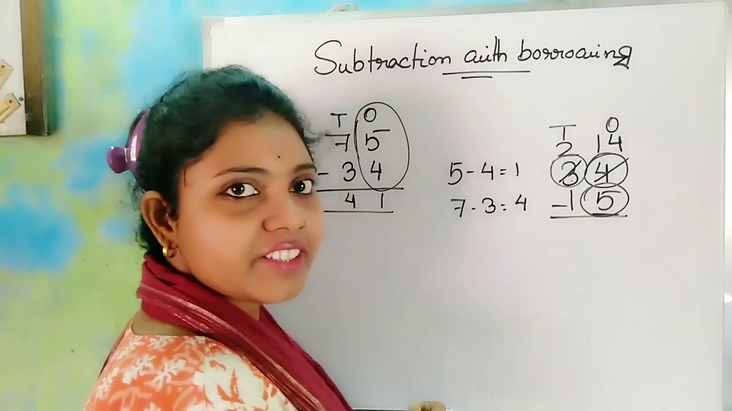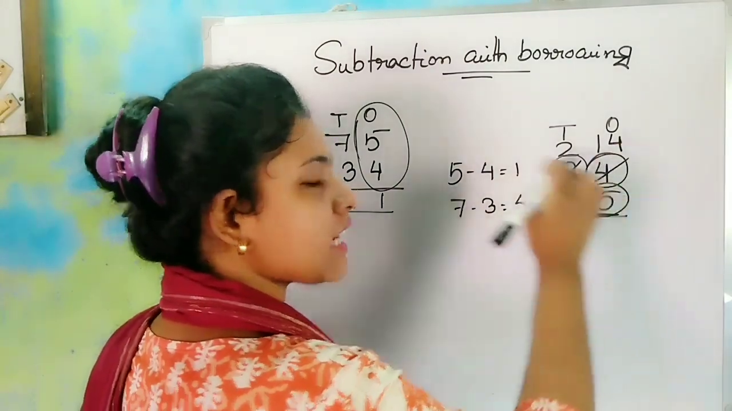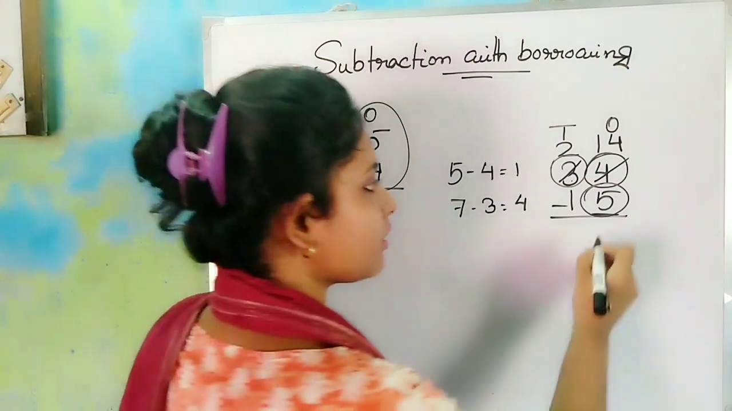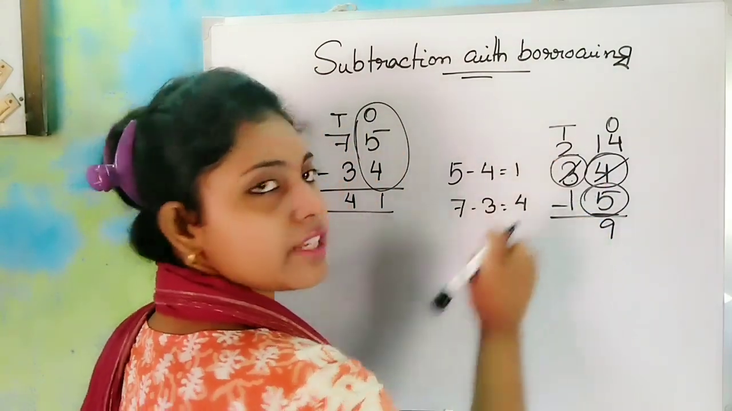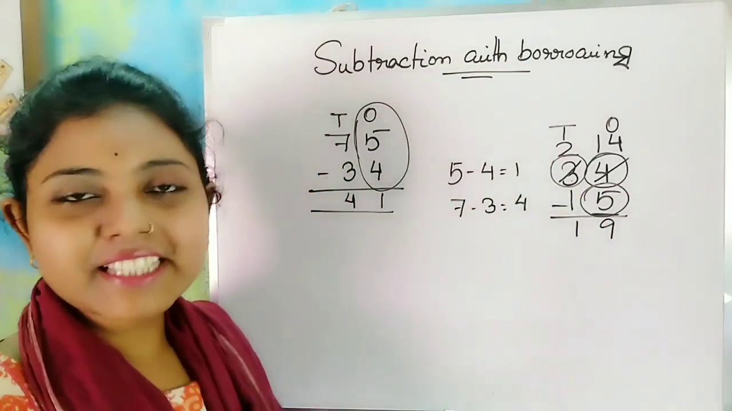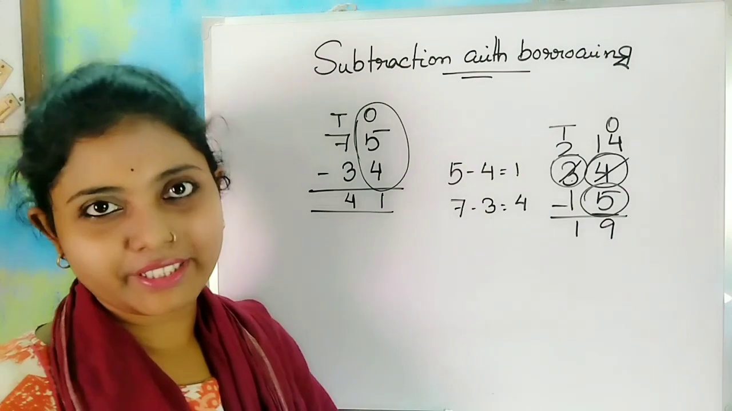Now subtract this easily. 14 minus 5, what will it be? 14 minus 5 means 9. Then 2 minus 1 means 1. So the answer is 19. So this is subtraction with borrowing.